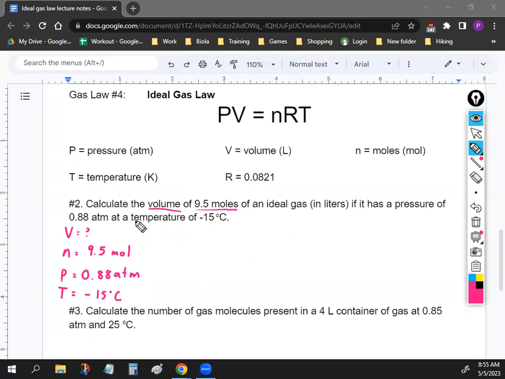All right, so again, very similar to what we've been doing. We're just pulling out the numbers and figuring out what variable they are. So before we plug this in, what's one thing that we have to do before we put all these numbers into the equation? What do you guys think?